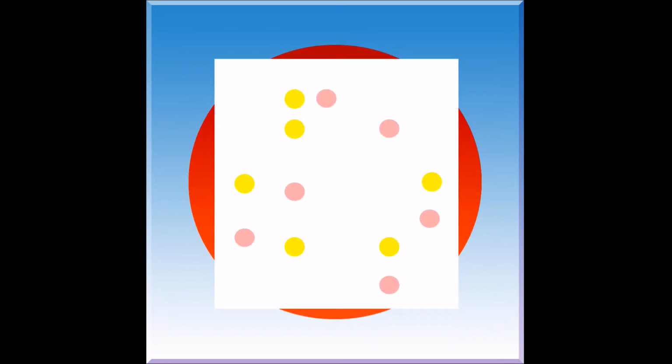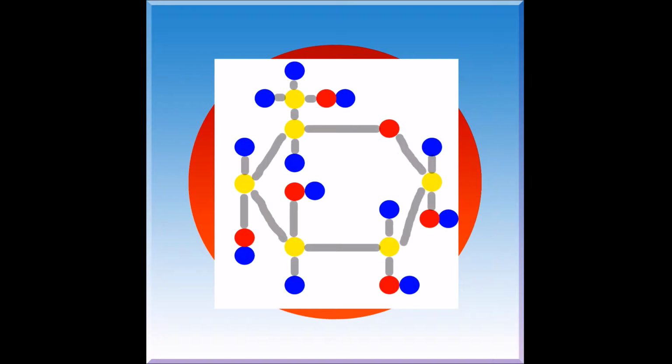And now you're about to see clips showing you these molecules. Remember, yellow is carbon, red is oxygen, and blue is hydrogen. This is an example of a glucose molecule.